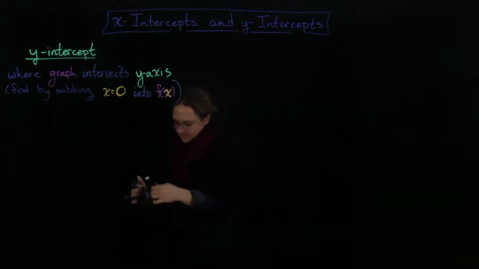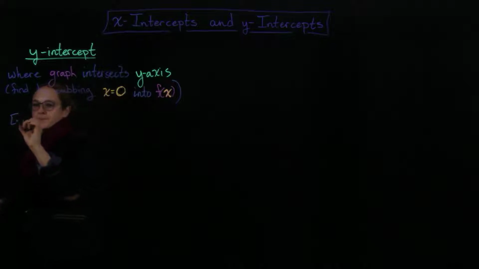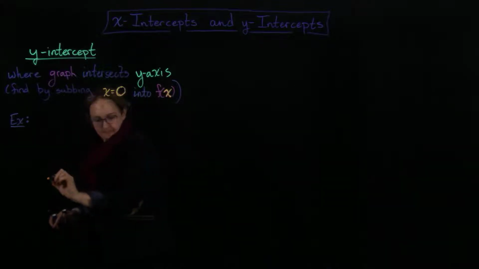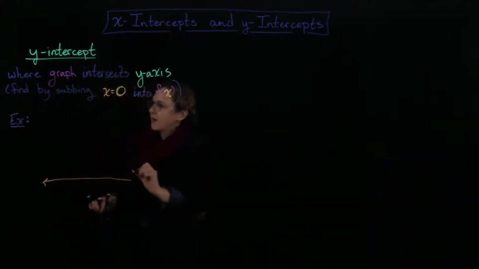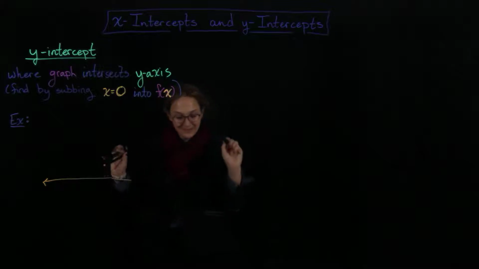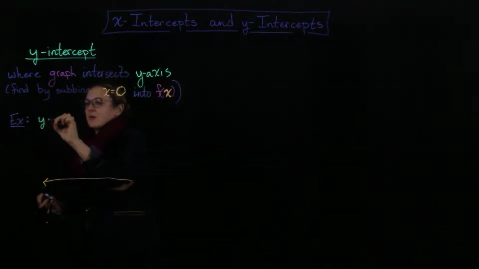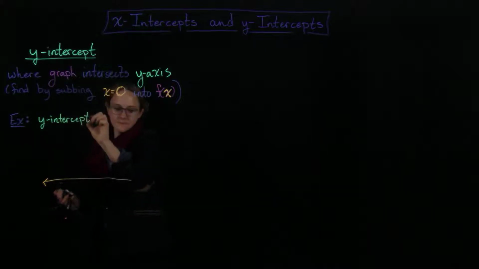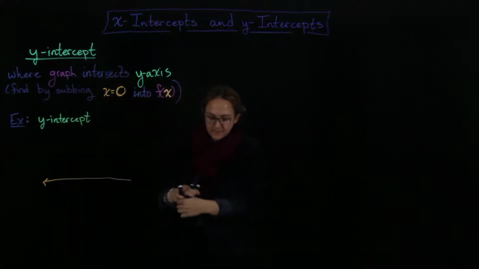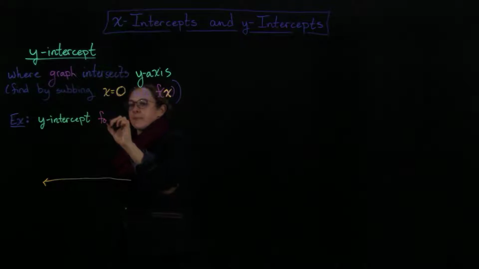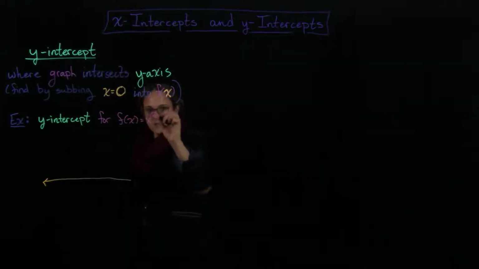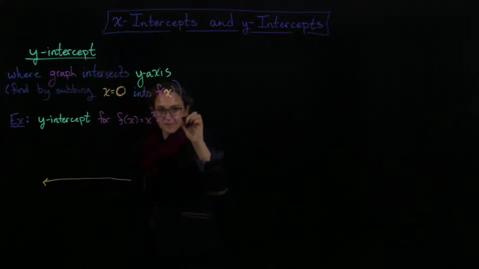So here we go. Let's look at an example. What we're doing an example of, that's usually good to start with: we want to look for the y-intercept, and it's going to be for f of x equals x squared plus 2x minus 2.